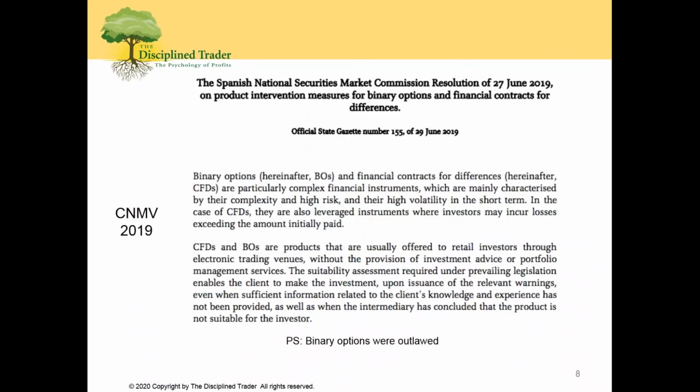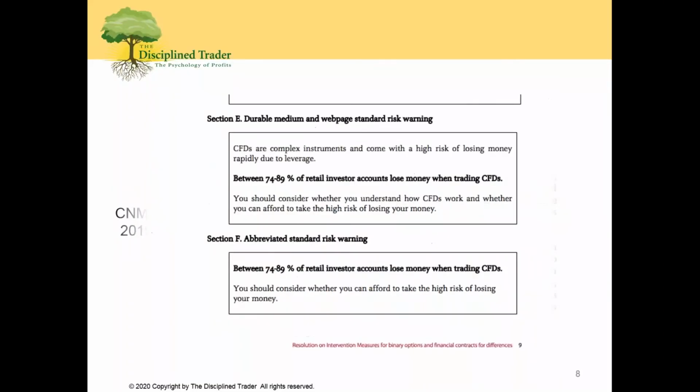This is the Spanish National Securities Market Commission resolution done a couple of years ago. This is based on what they had discovered when they went into transactional firms. First of all, they outlawed binary options because nobody was winning. And binary options weren't around a long time in 2019. I think people have gotten better at it, but that's the first thing they did.